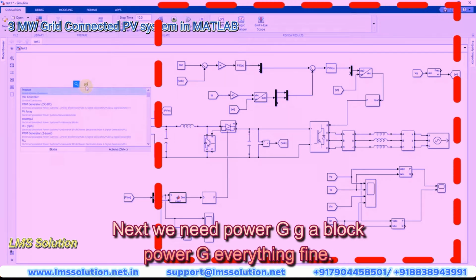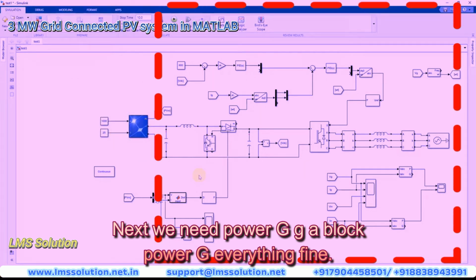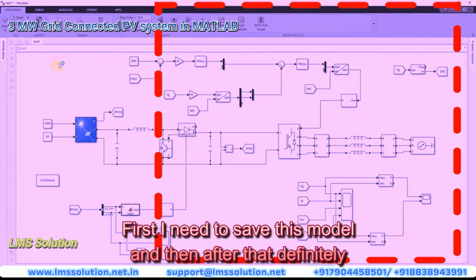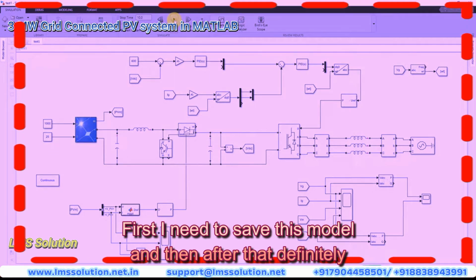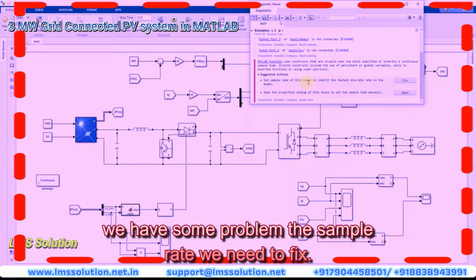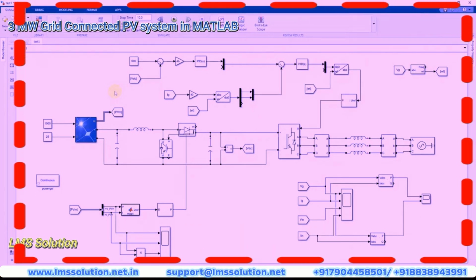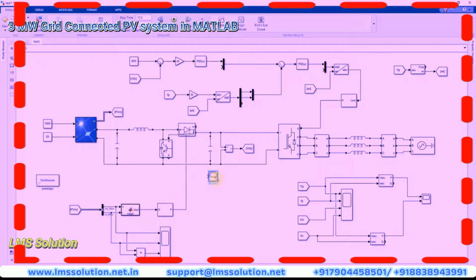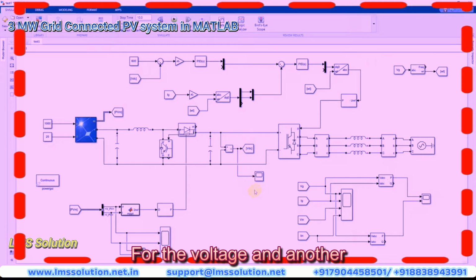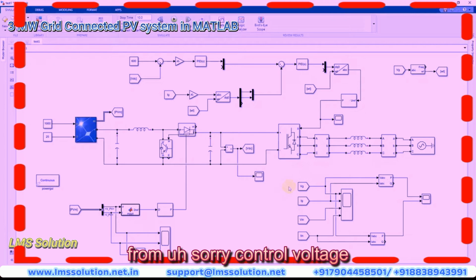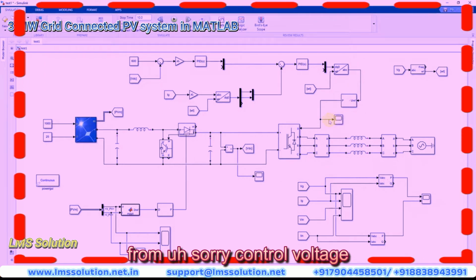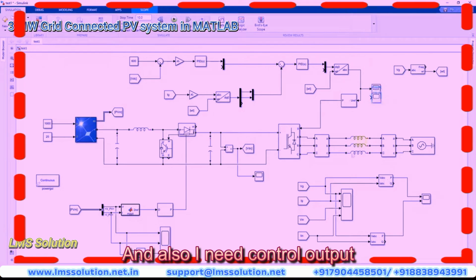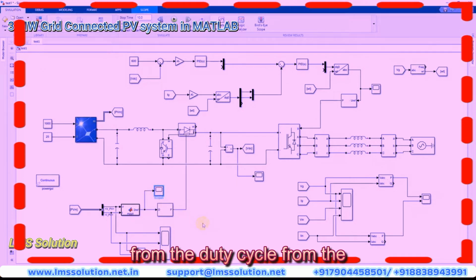Next we need a power GUI block, power GUI, everything fine. I think the complete model is ready. Right? I need to simulate this model first. I'm going to save this model and then press the play button. After that, definitely we have some problem. The sample rate you need to fix. So you have to fix this one, and then you have to simulate again. Before that, I need to connect another scope for the dc link voltage and another scope for the control voltage from this inverter control logic, and also I need control output from the duty cycle from the MPPT. So I'm going to simulate now.